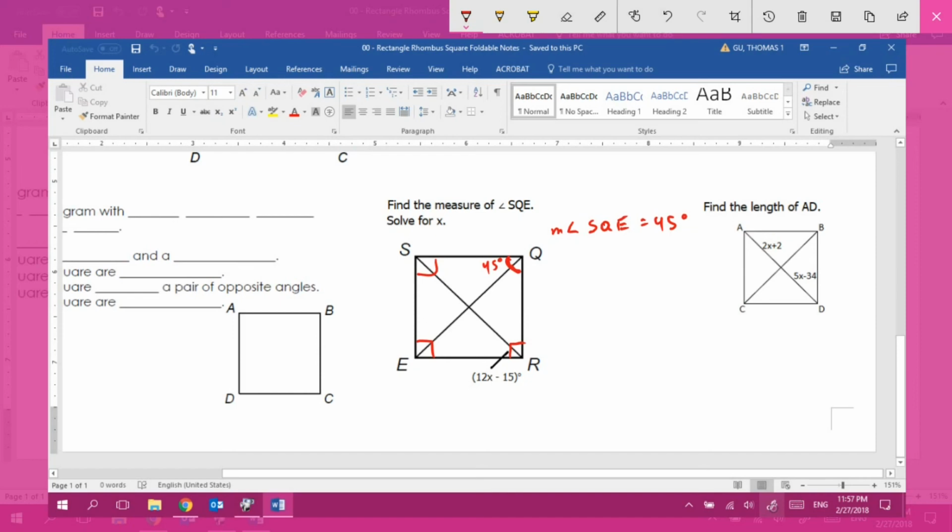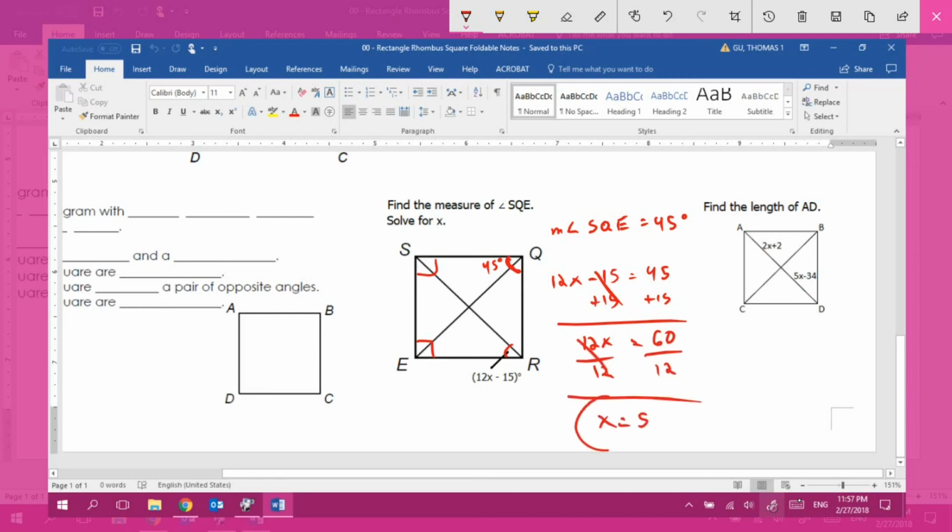Now, in that case, they want us to solve for x. And so this angle right here is also 45 degrees. Remember, they're all the same in a square. So we're going to set it congruent. 12x minus 15 equals 45. And then because it's 45 degrees, now we're going to solve for x. Add 15 to both sides. 12x equals 60, divided by 12 on both sides, and x equals 5. Boom!